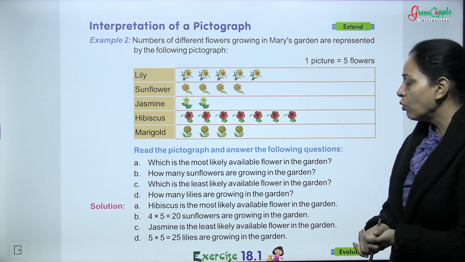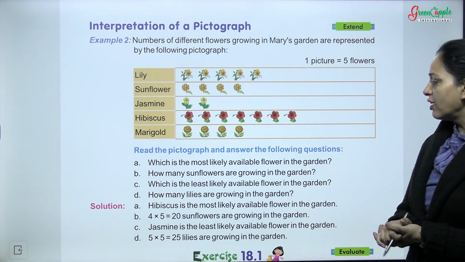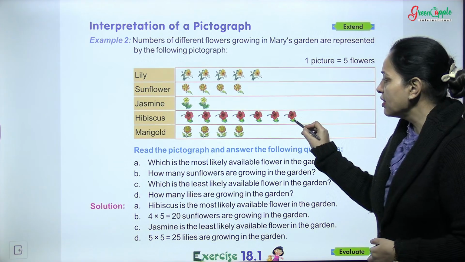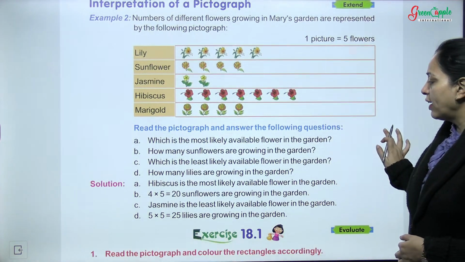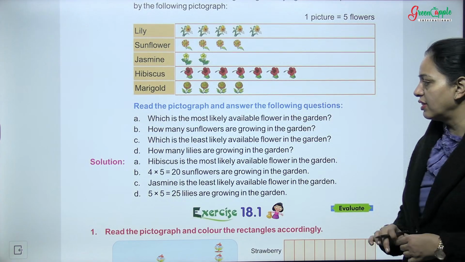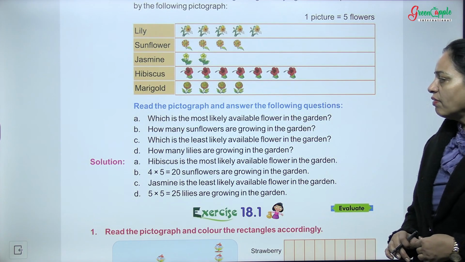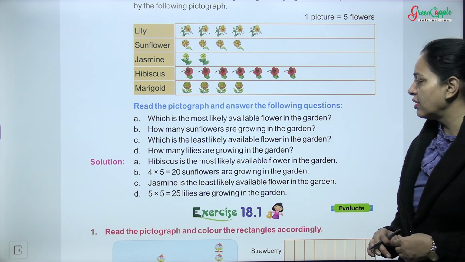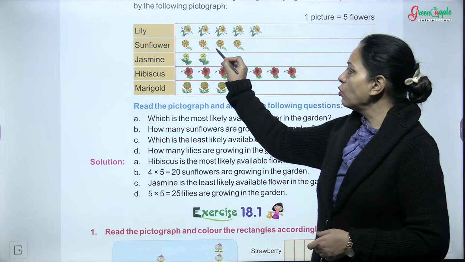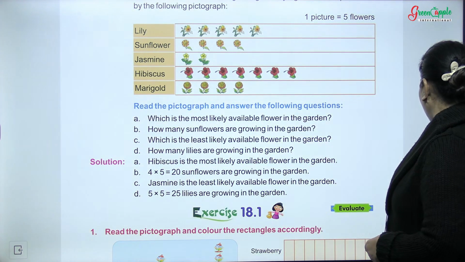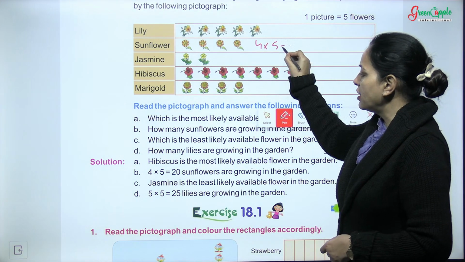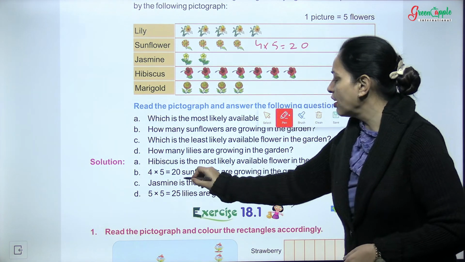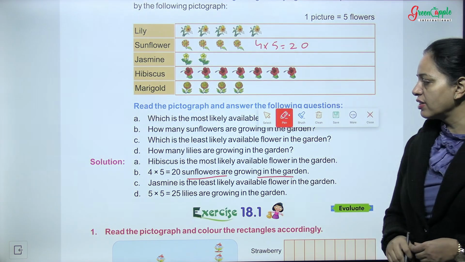A part, which is the most likely available flower in the garden? So see which one? Hibiscus. Here pictures are more. So hibiscus is the most likely available flower in the garden. The second, how many sunflowers are growing in the garden? So 1, 2, 3, 4 pictures here and one is showing 5. So 4 fives are 20. So 20 sunflowers are growing in the garden.